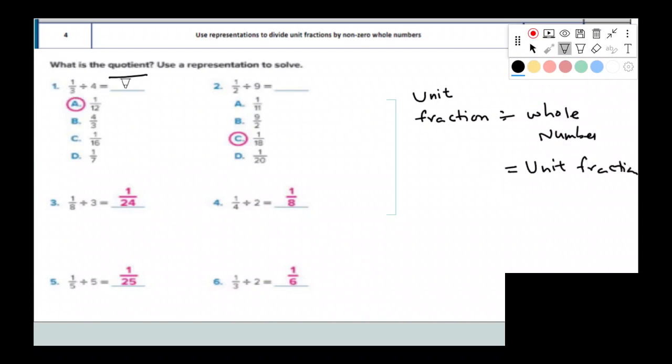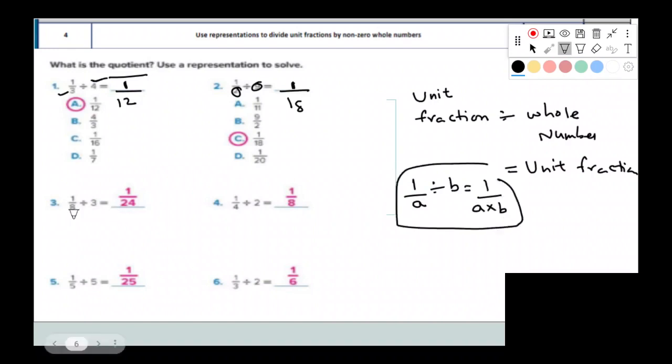So in the answer you will always get the numerator 1, and the denominator is the denominator of the unit fraction times the whole number, 3 times 4, 12. So 1/2 divided by 9, numerator will be 1, denominator will be 2 multiplied by 9, that is 18. So the rule is 1 upon a, a unit fraction, divided by b. The answer will be 1 upon a multiplied by b. This is the rule. So the rest of the questions are also the same.